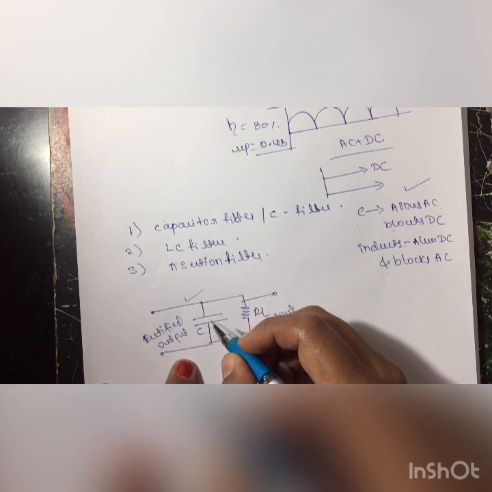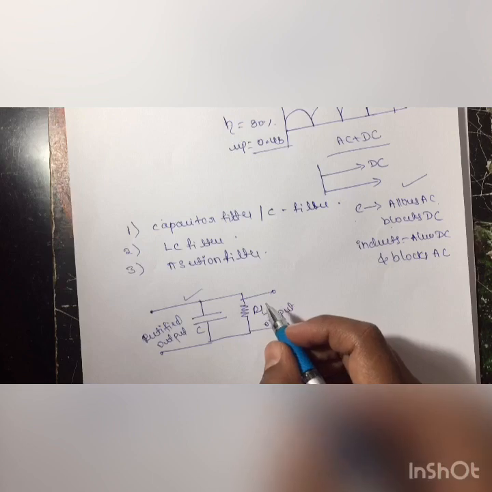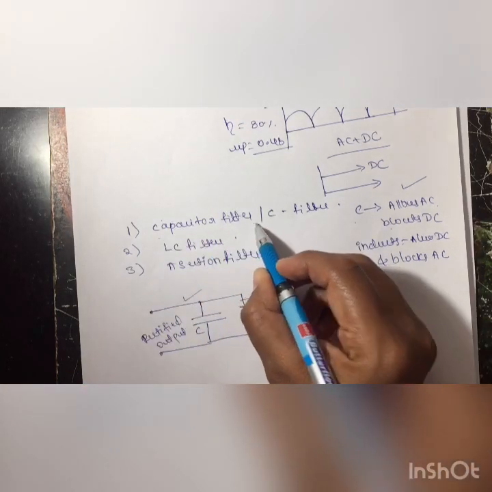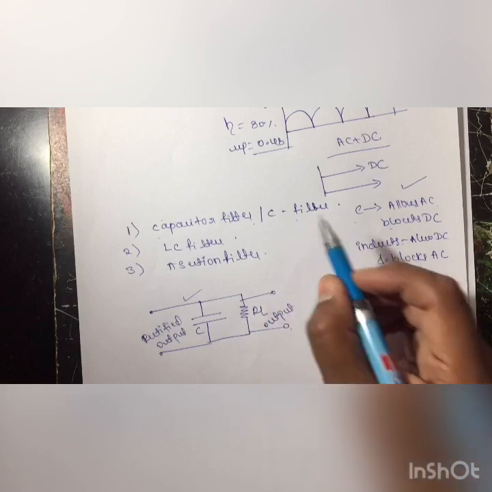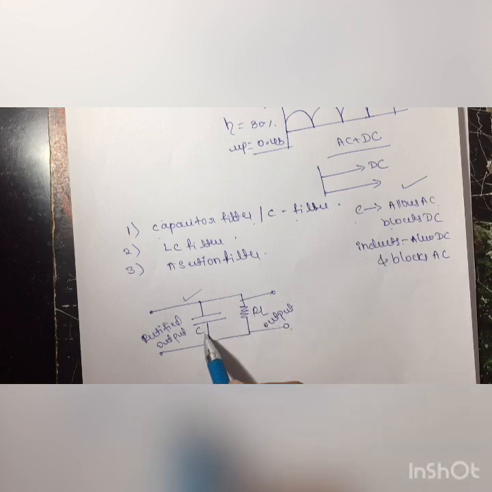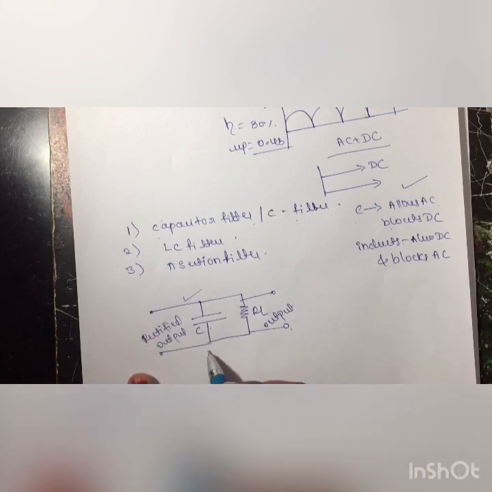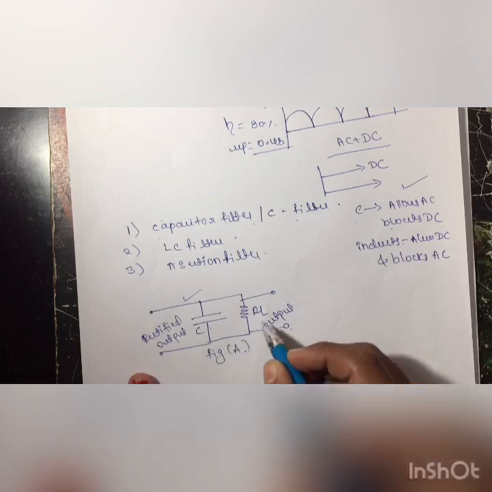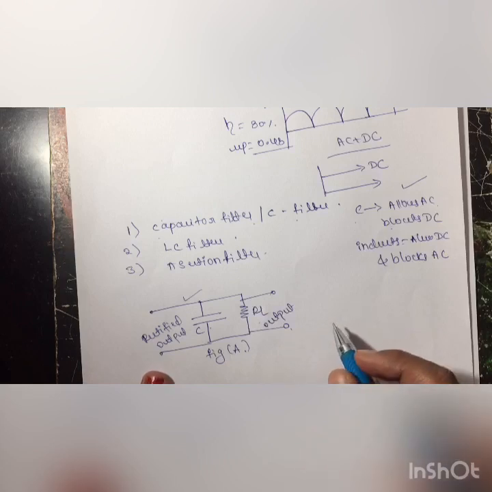Which filter? Capacitor filter. The simplest type of filter is the shunt capacitor, also called a capacitor filter, or a shunt capacitor filter. It is connected across the rectified output and the load, as shown in figure A. Just see, this is figure A. It is an effective way of filtering the AC components from the output of the rectifier.